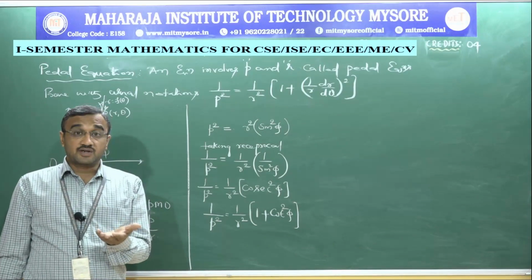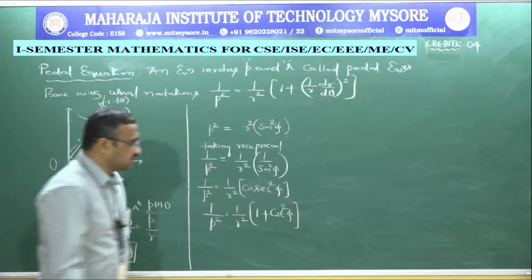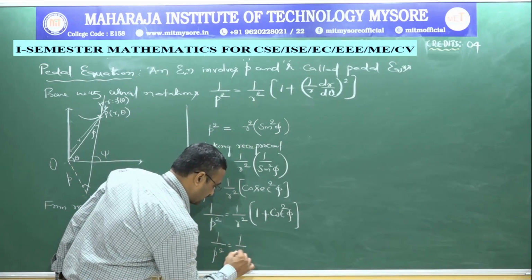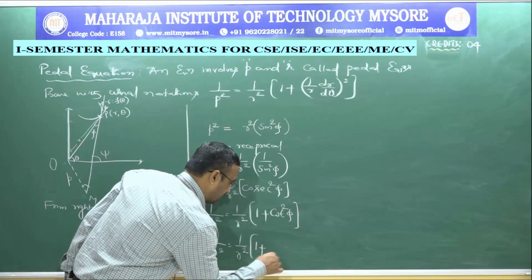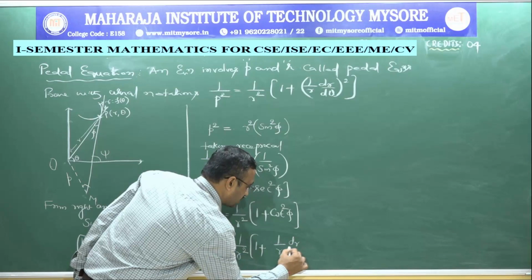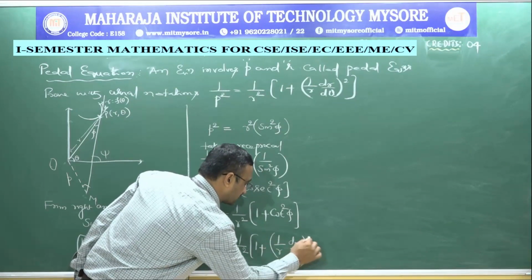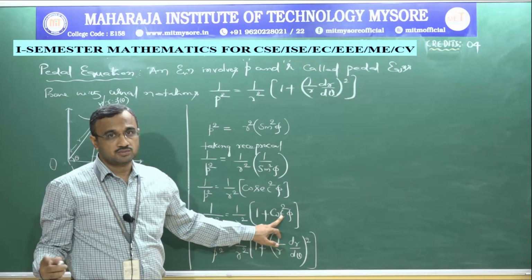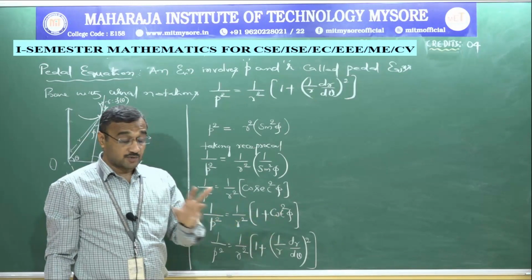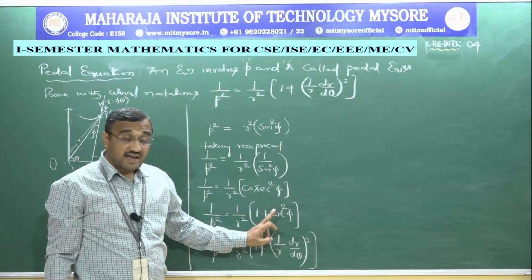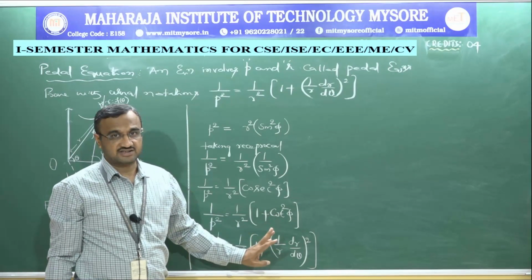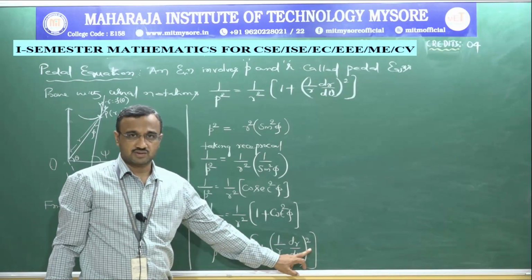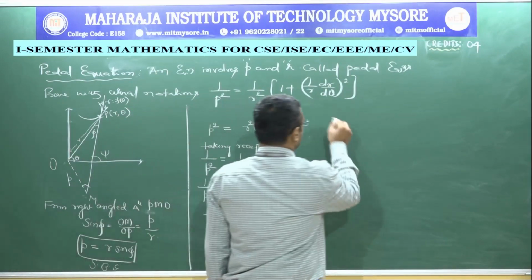We know the formula for the length of the perpendicular from pole to tangent. What is that formula? That is 1 by P square equal to 1 by R square into 1 plus, it is 1 by R dr by d theta whole square. Your cot phi... sorry, not the length perpendicular from pole to tangent. It is the angle between the radius vector and the tangent. So cot square phi is 1 by R dr by d theta whole square. It's clear.